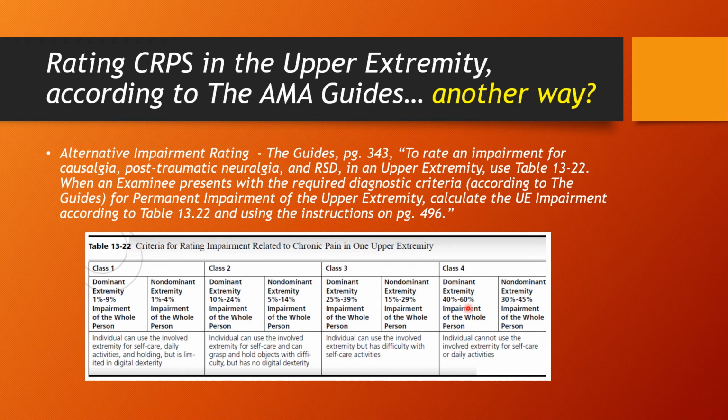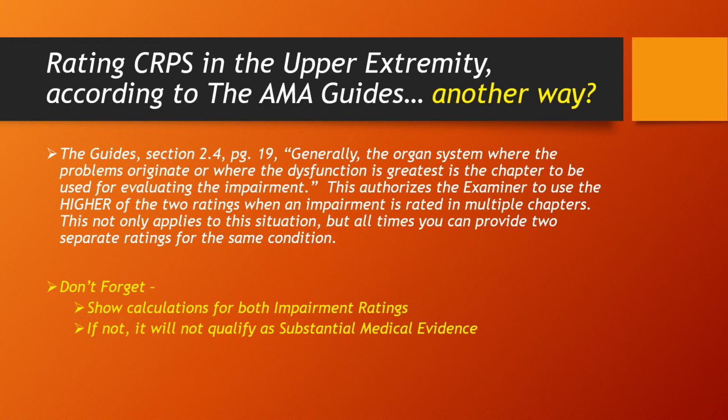They class these 1 through 4, whereas in the CRPS 2, Chapter 16, they were classing it in 5 classes. So you'll have the individual fall into one of these classes, and you make that determination. Again, look at these ranges for the percentages. You're going to have to determine in your best calculation what that determination would be, and then show your work. Explain why you came up with that. So we have two different ways to provide an impairment rating here, now using Chapter 16 and Chapter 13.